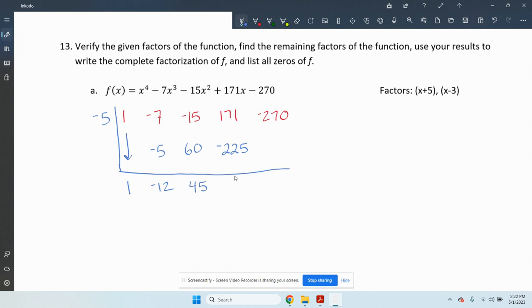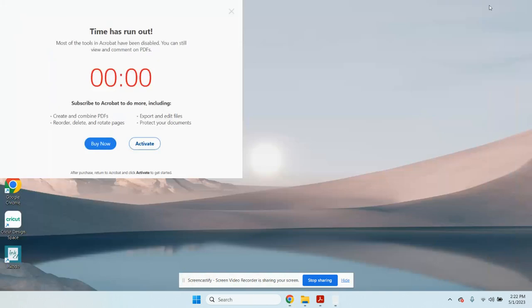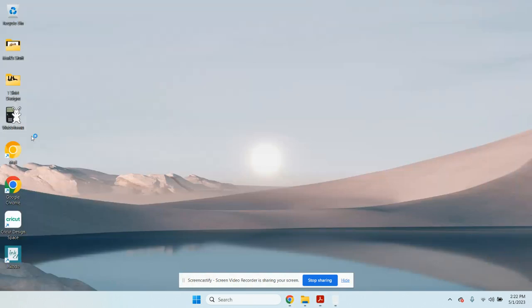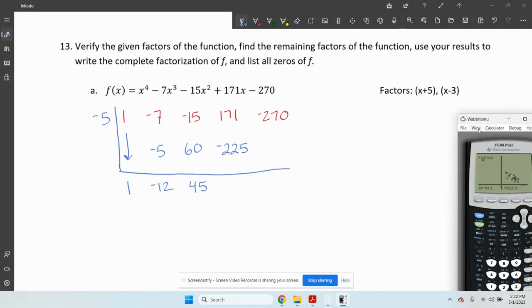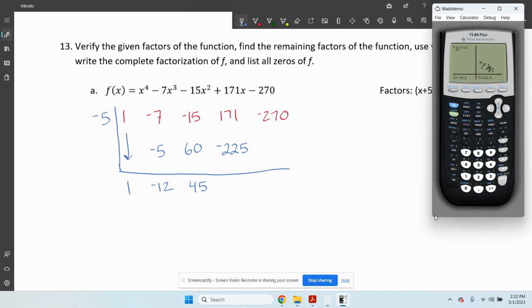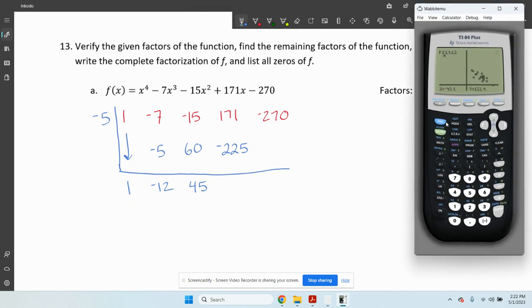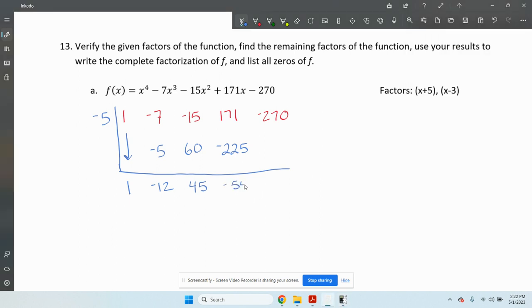Add down 171. I should get my calculator out. 171 minus 225, that's -54. Times -5 is 270. Well, that's good because our remainder is 0, because this is a factor.